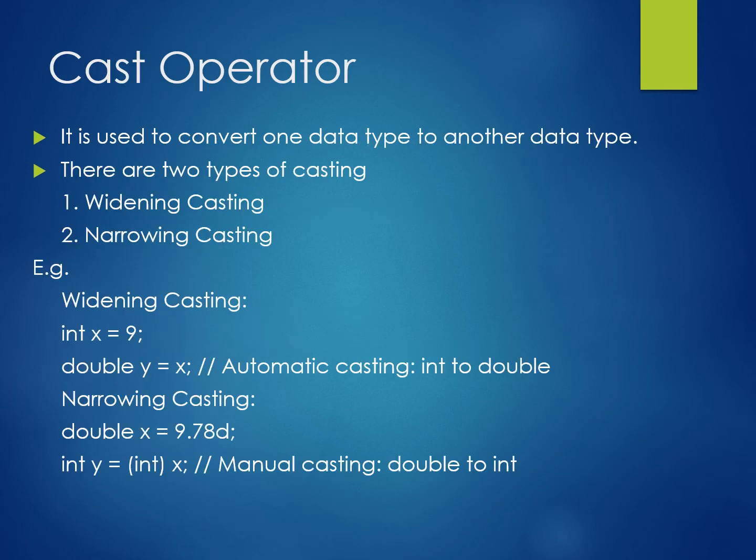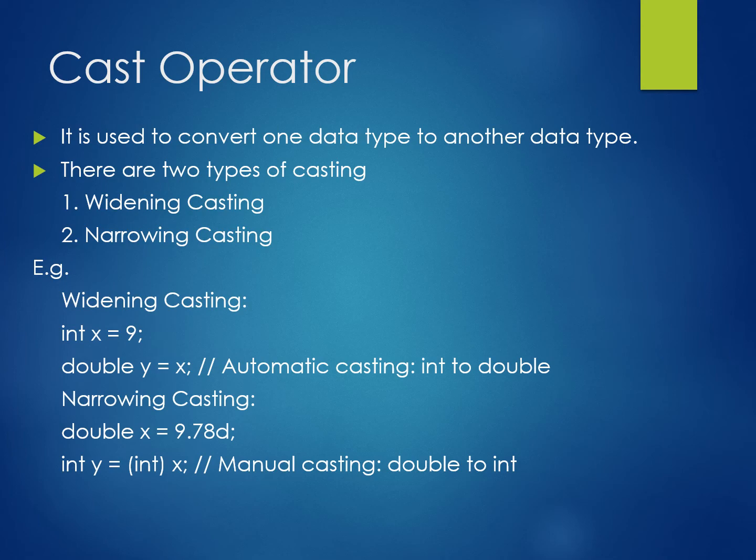Now we come to the cast operator. It is used to convert one data type to another data type. When we are converting or assigning one data type to another, they might not be compatible. If it is suitable, then it will work smoothly. Otherwise, there is a chance of data loss. There are two types of casting, widening casting and narrowing casting. In widening casting, it happens implicitly, that is automatic type conversion. And in narrowing casting, we need to convert it explicitly.